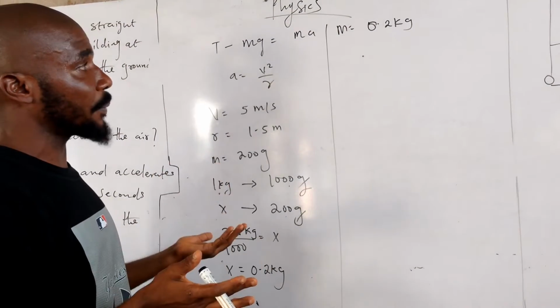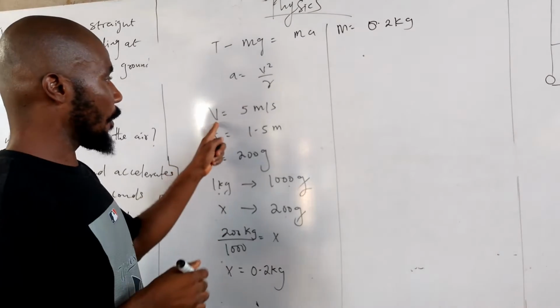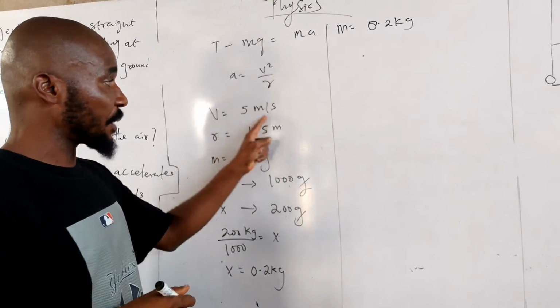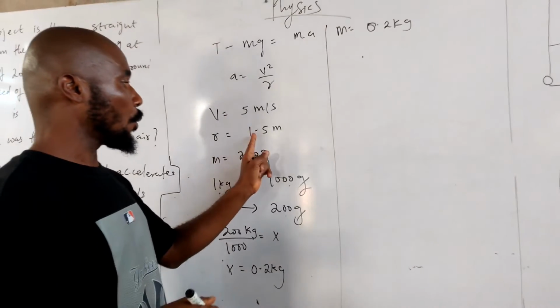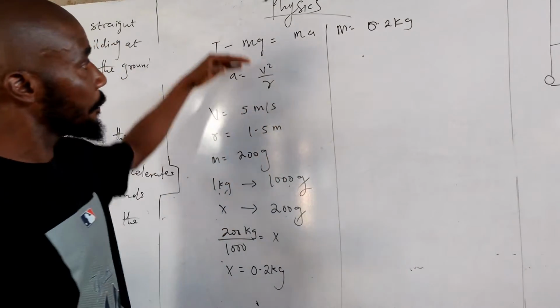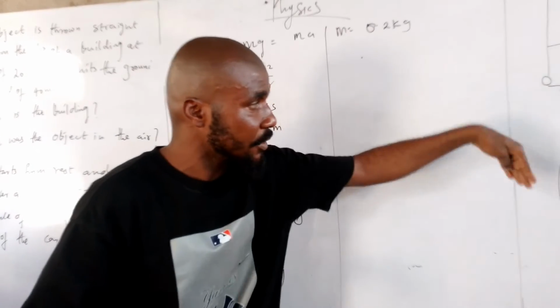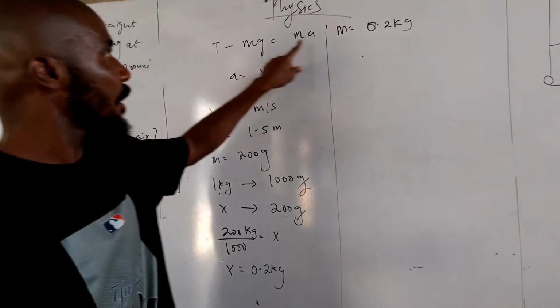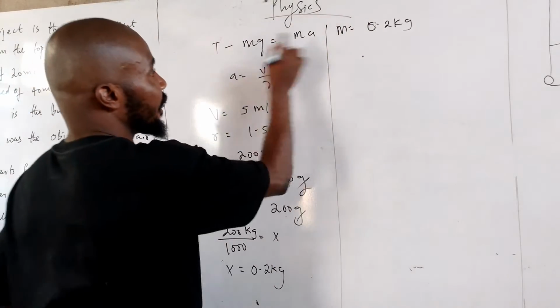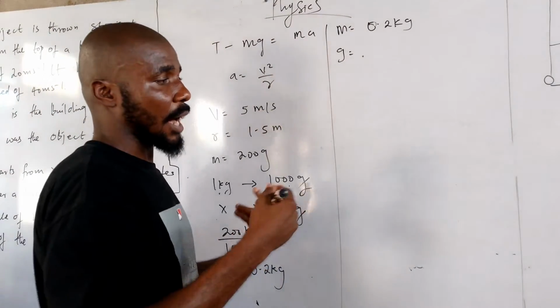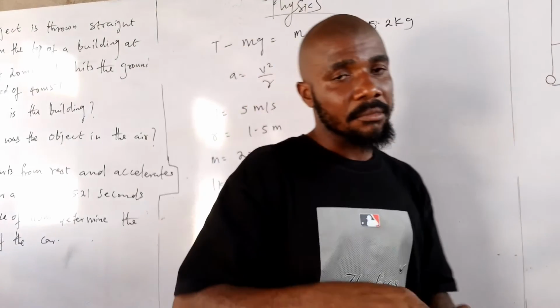Okay, we have got the necessary parameters needed. Our v, the steady speed, is 5 meters per second. Our r, the radius of the circle formed, is 1.2 meters. The mass of the stone that is undergoing the circular motion is 0.2 kilogram. g, which is acceleration due to gravity.